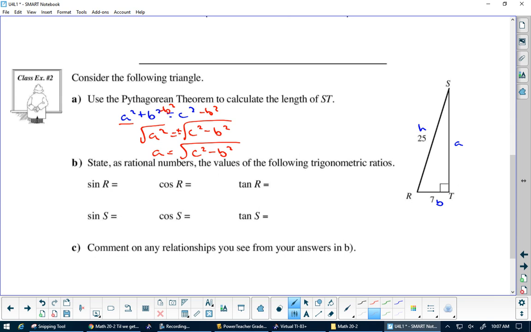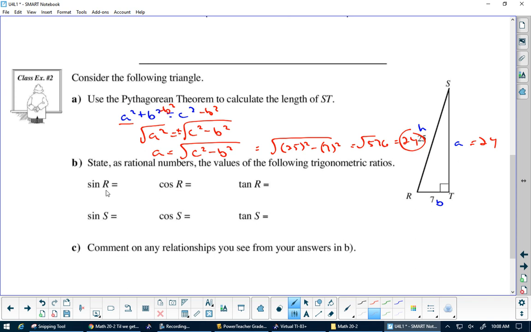So let's do it. a equals the square root of 25 squared minus 7 squared. If you switch the order and do 7 squared minus 24 squared, you're going to get a negative number under the square root, which will give you a non-answer. So always make sure the hypotenuse is first, the longest side of the triangle. This gives you the square root of 576, which equals 24. So A equals 24.